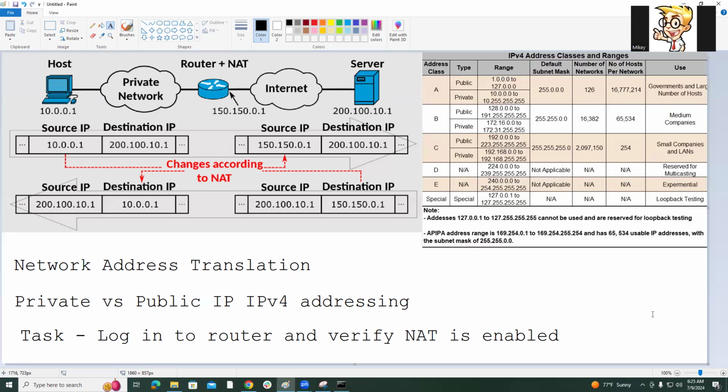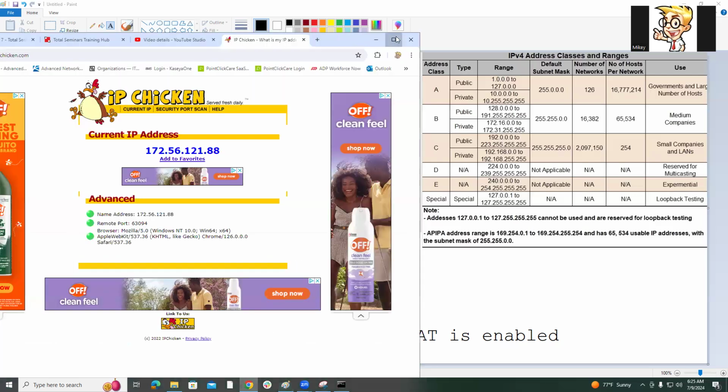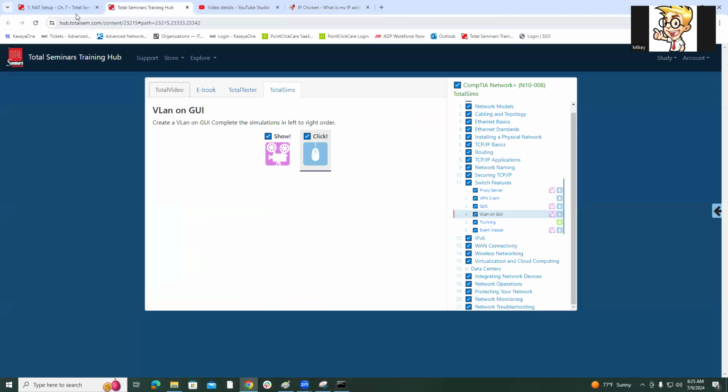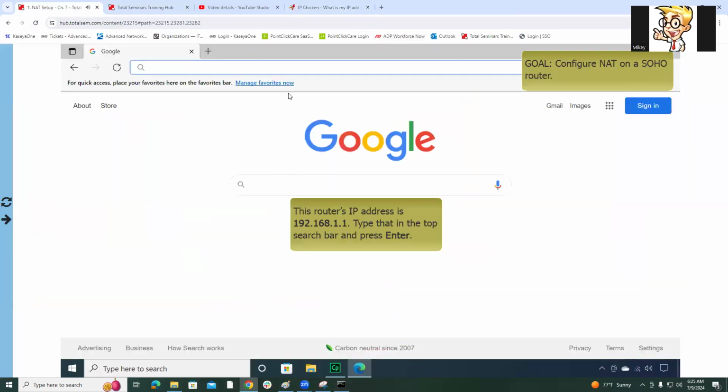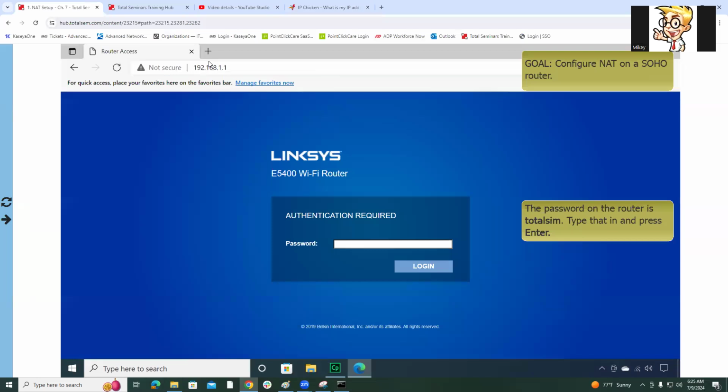Cool. Let's do the task. Log into a router and verify network translation is configured. I have a little exercise here. Our famous gateway, right? We were just talking, it's such a common gateway for home networks and small networks. 1.1. Okay, Linksys. There are plenty of Linksys switches and routers. Oh, this one's a router, actually. The Netgear one we logged into last time was a switch. So this is a router.